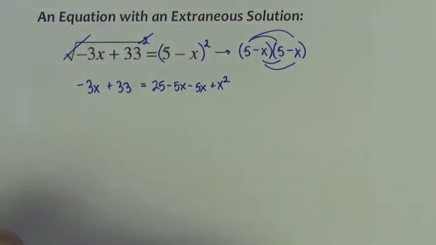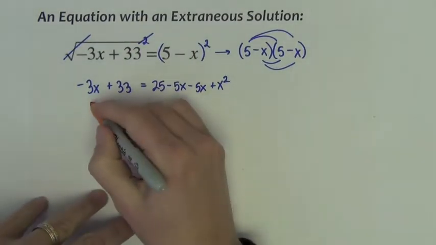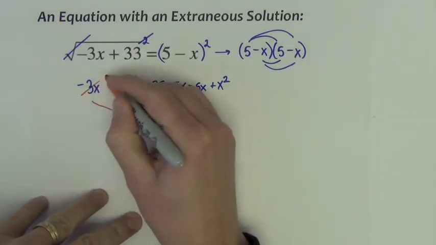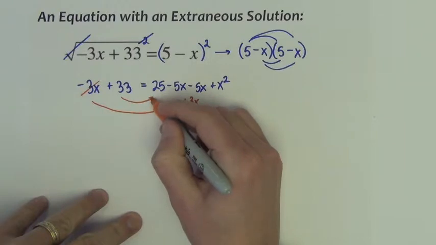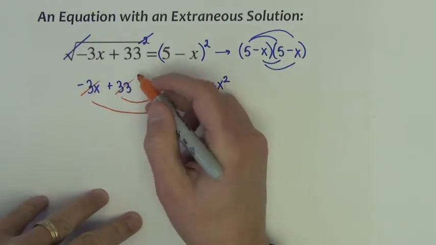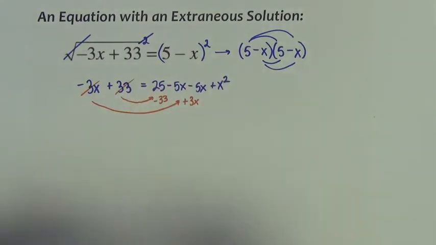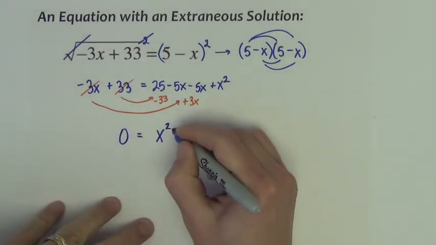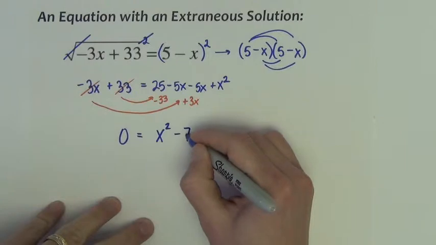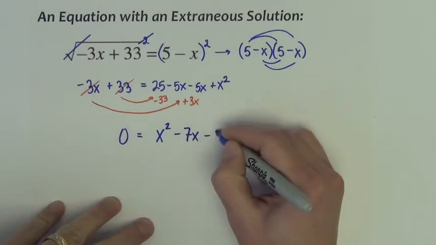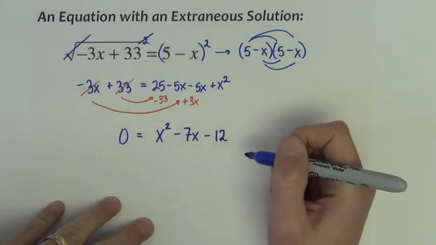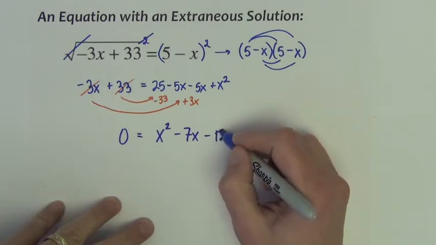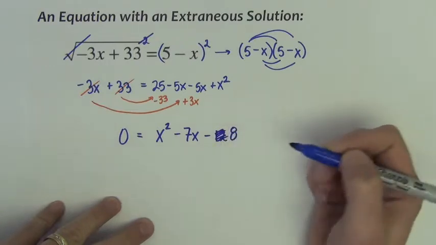Okay, I am going to set everything equal to 0. I'm going to add 3x. I'm going to minus 33. So that means we have 0 equals, I'm going to move the x squared first, x squared minus 7x minus, not 12, minus 8.